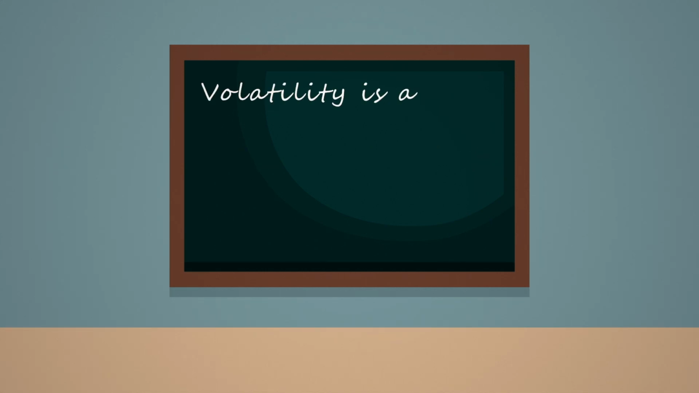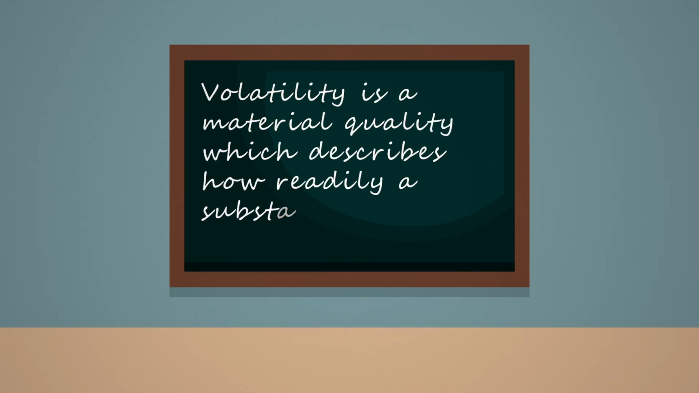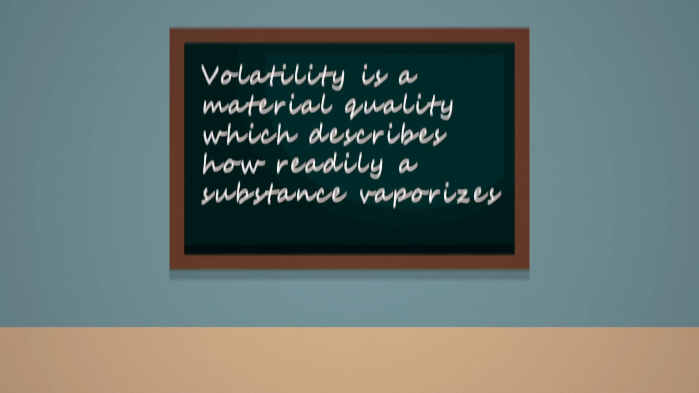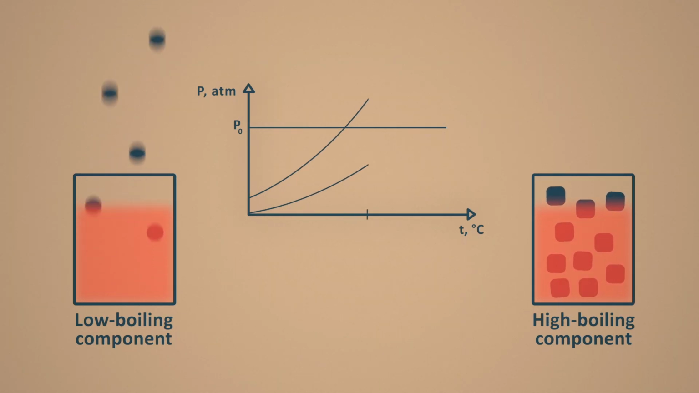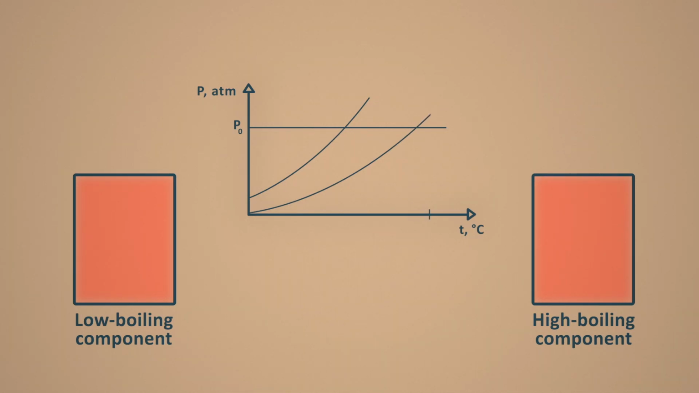Volatility is a material quality which describes how readily a substance vaporizes. This parameter determines the vapor composition. It will contain more highly volatile or low boiling component compared to the initial mixture. Vice versa, the non-evaporated liquid will contain more low volatile or high boiling component.